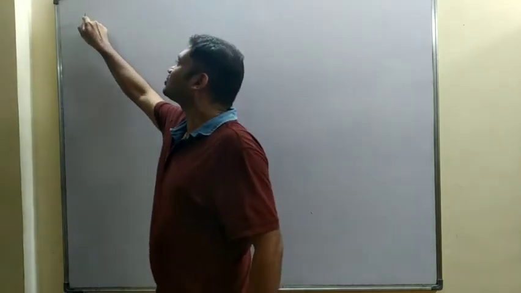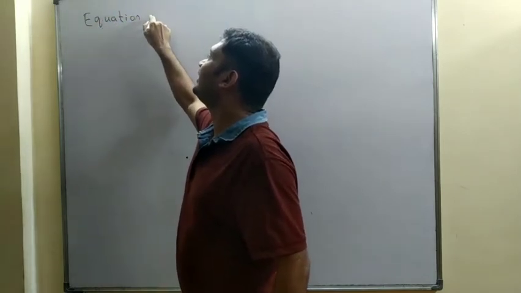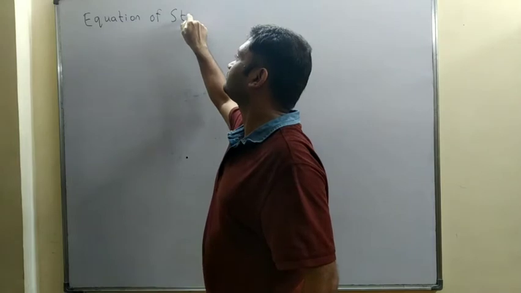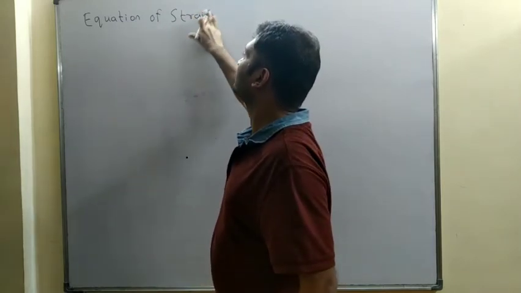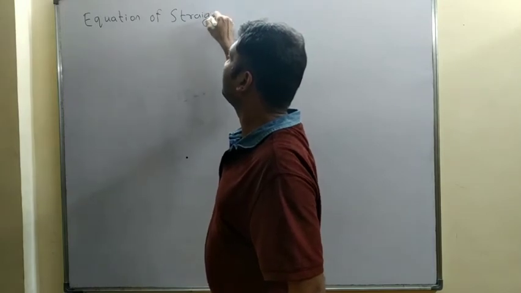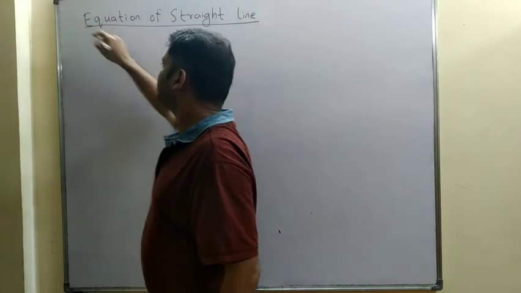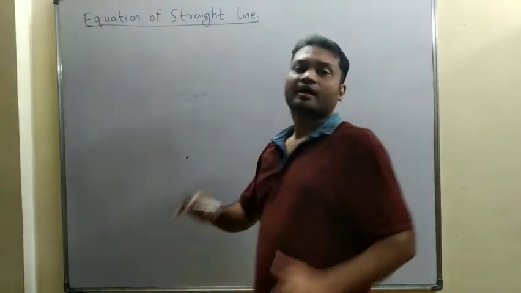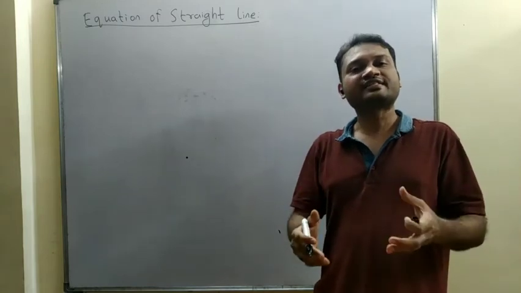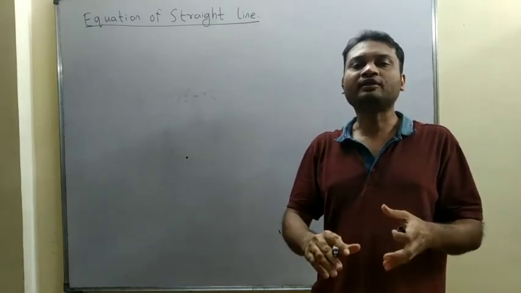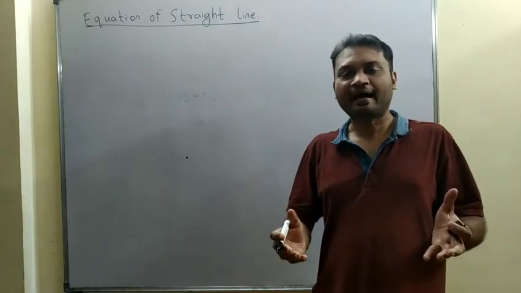So our next topic is equation of straight line. Equation of a straight line is an equation which is satisfied by all the points lying on that line. So what do we mean by that?